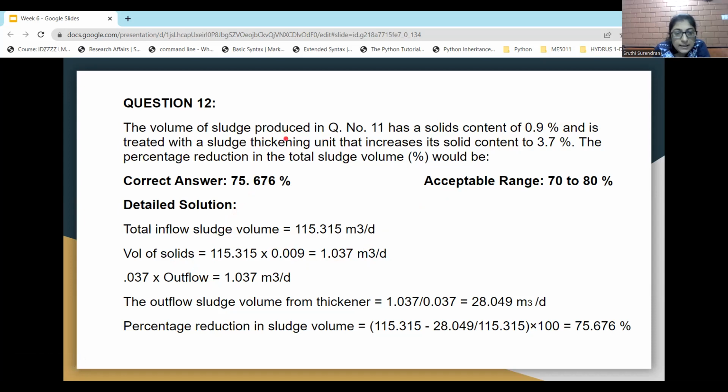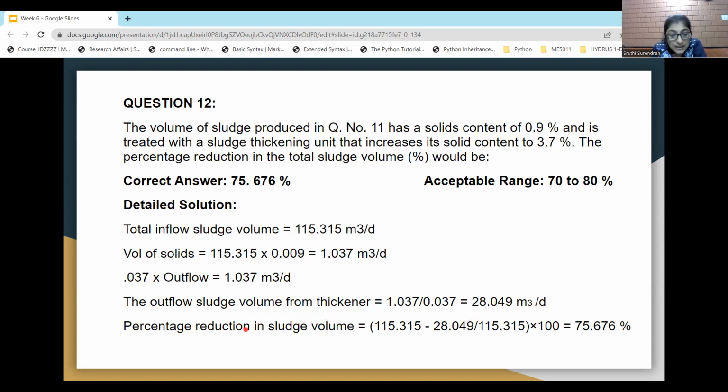Now they have said that when the water is going into the sludge thickening unit, it is increasing the solid content to 3.7%. So 0.037 into the outflow of this water is giving us 1.037 meter cube per day of solids volume. So the outflow can be obtained by dividing this value by 0.037, which is 28.049 meter cube per day. So we got that value.